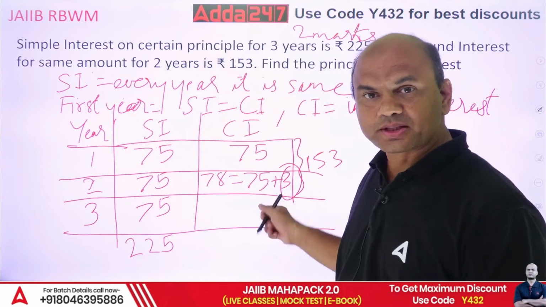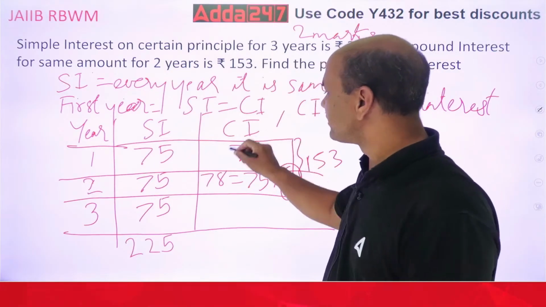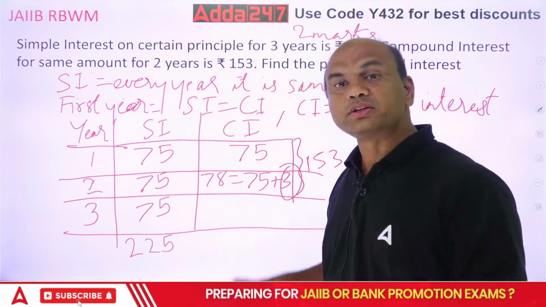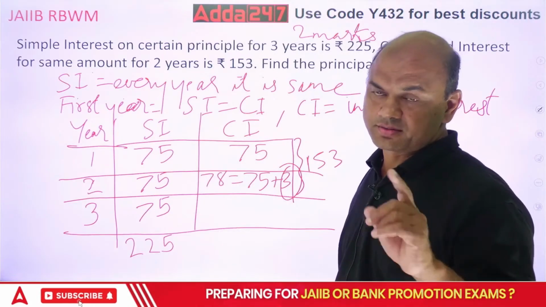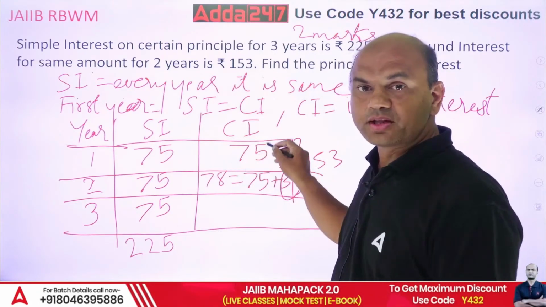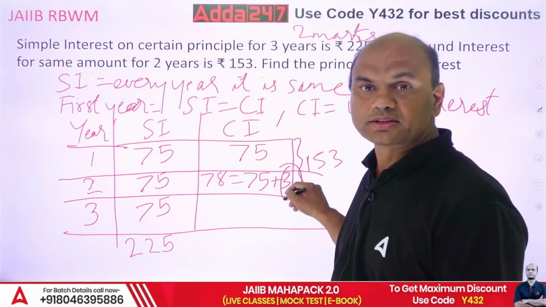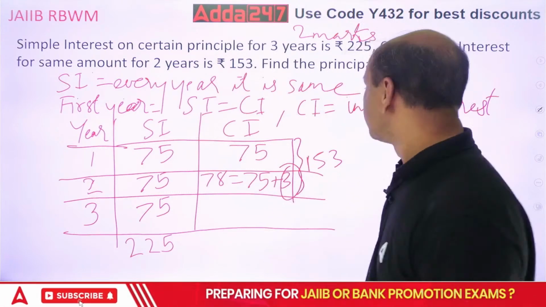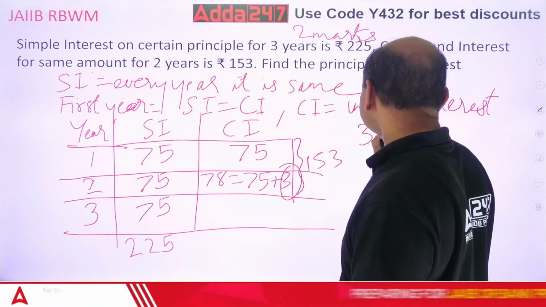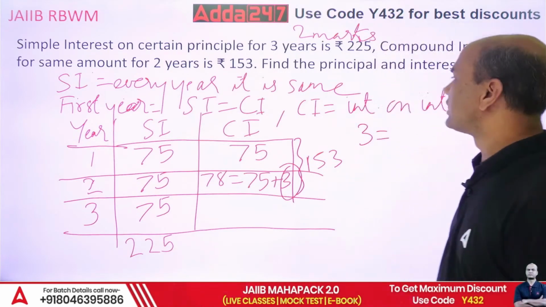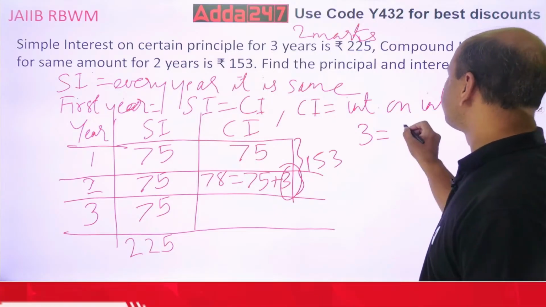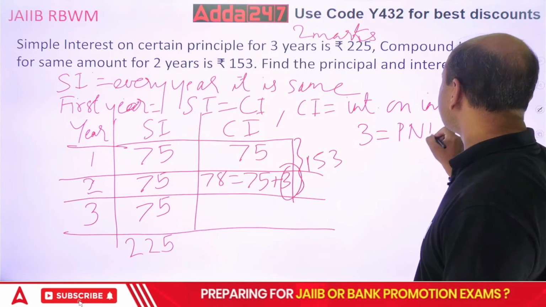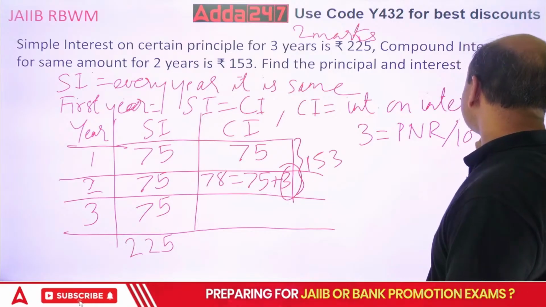This 3 rupees extra is because this 75 interest was invested for 1 year. So this 75 invested for 1 year, I got the interest as 3. So solve this. 3 equals PNR upon 100. See, this is the formula you will be using: PNR upon 100.